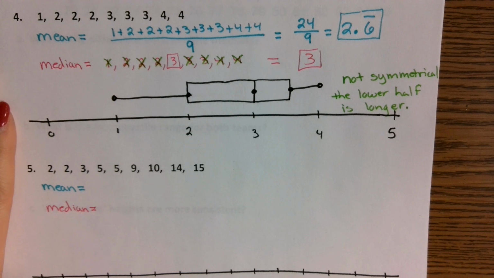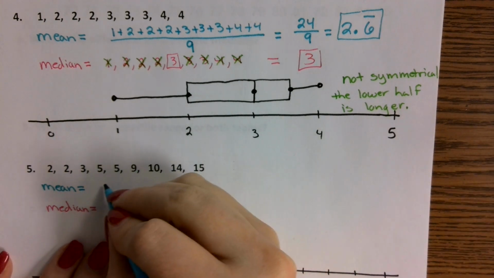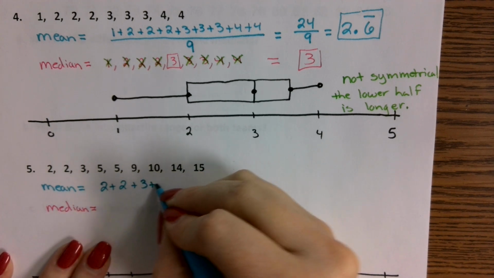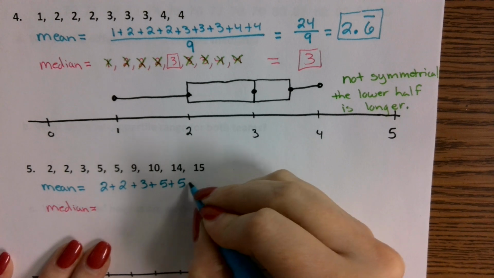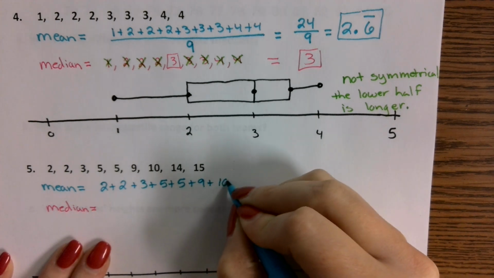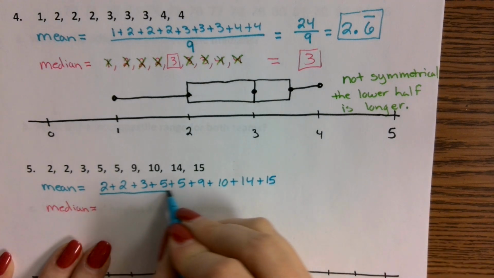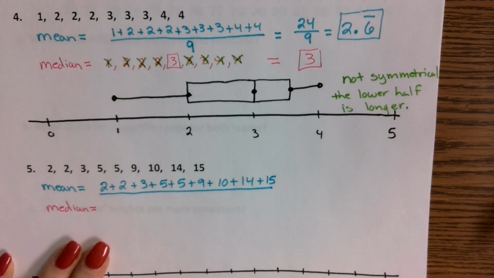All right, let's take a look at our last one for problem number 5. Again, identifying the mean. We're going to add all the numbers together first. 2 plus 2 plus 3 plus 5 plus 5 plus 9 plus 10 plus 14 plus 15. And then we're going to divide all of this by what? How many numbers are there to divide it by?